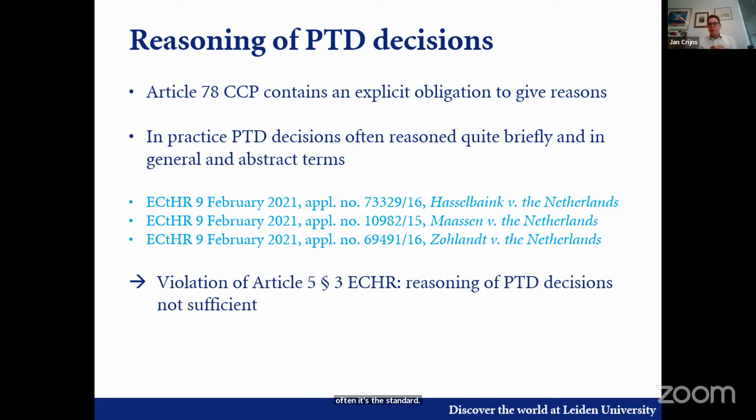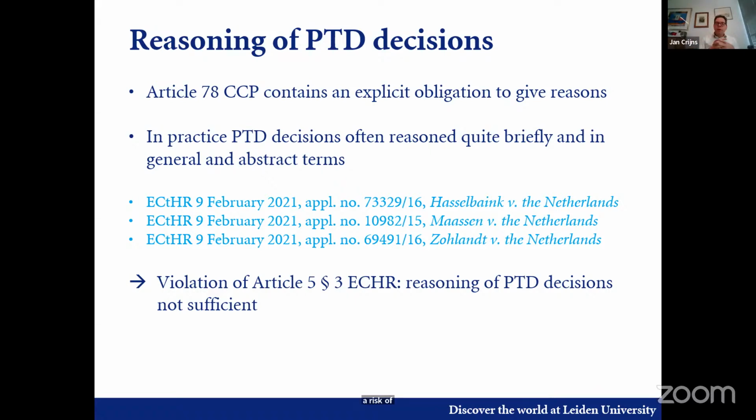The reasoning is just stating, the suspect does not have a fixed residence in the Netherlands, so there is a risk of absconding. The suspect does have a criminal record, so there is a risk of reoffending. Without asking yourself the question, or without explaining why in this specific case there actually is a risk of reoffending or actually is a risk of absconding. It's just standard reasoning: no fixed residence, so there is a risk of absconding; a criminal record, so there is a risk of reoffending.